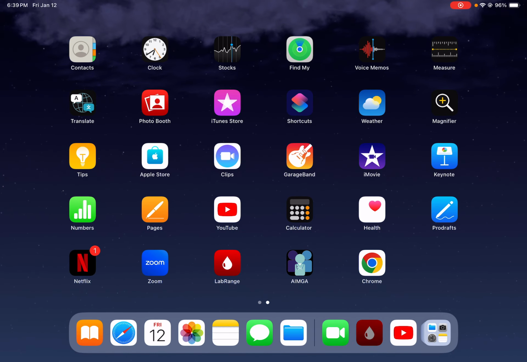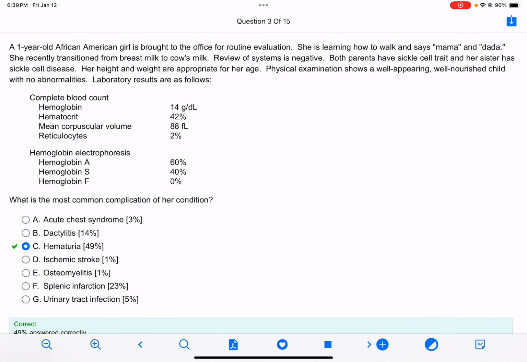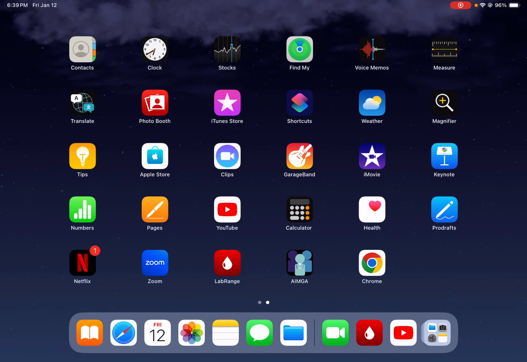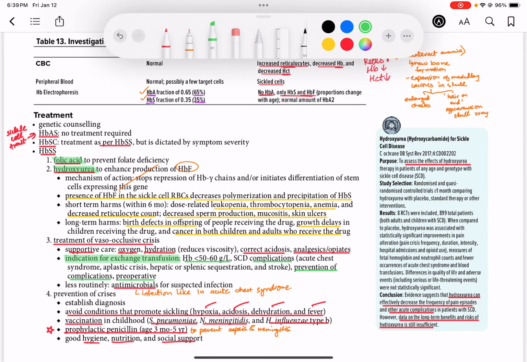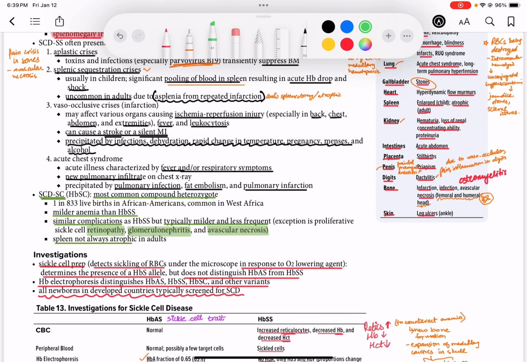I also do have one MCQ regarding sickle cell disease. So there's a 1-year-old African American girl who was brought to the office. One more thing, we do read that the kid is 1 year old, but they had hemoglobin S by birth. So why are those symptoms being presented so late?